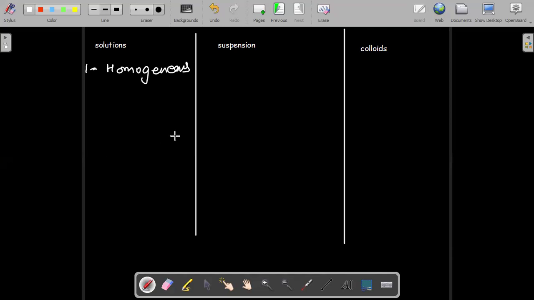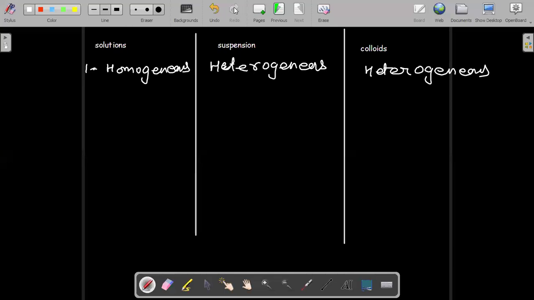So both of them are heterogeneous in nature. Sir, what is suspension and what are colloids? Okay. See, in suspensions, there is a very simple criterion that you can use. In the case of suspensions, you can see the particles with your naked eyes.